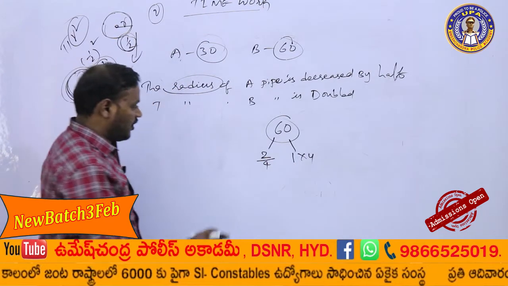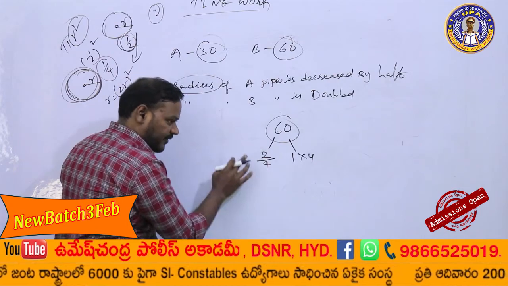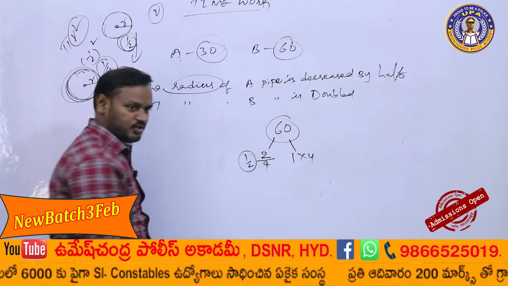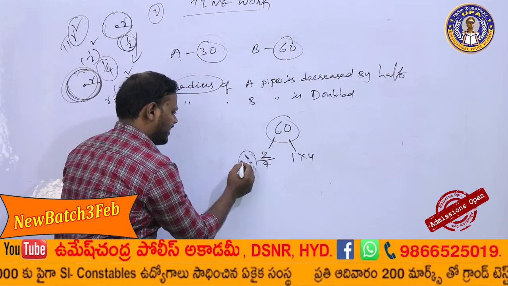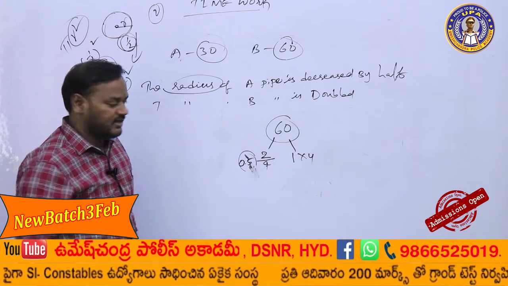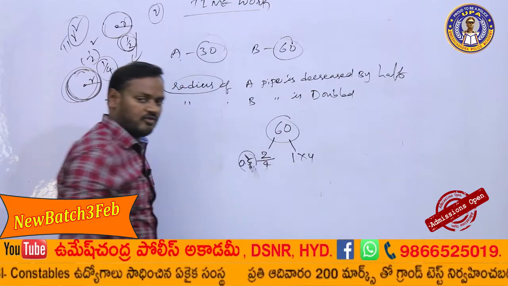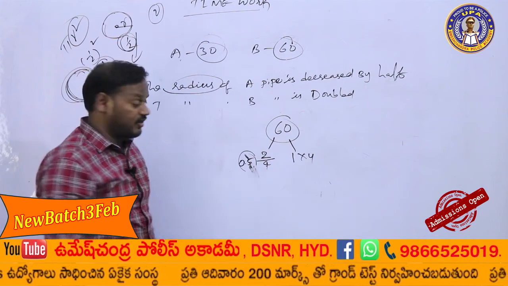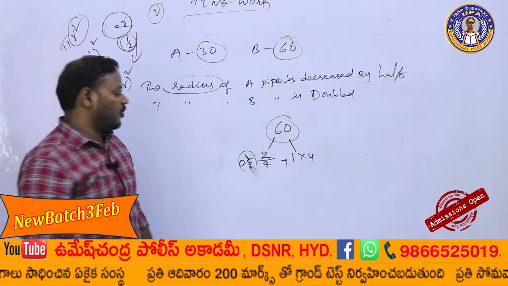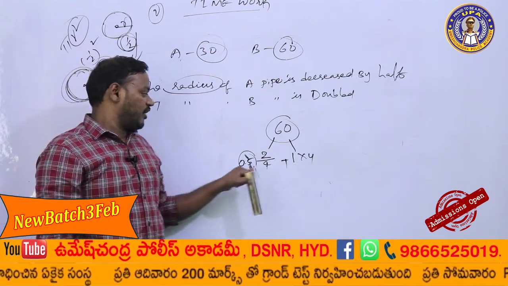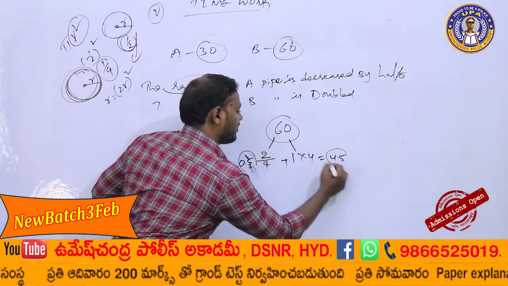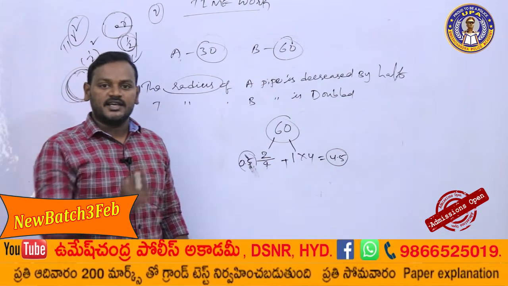Now observe it clearly. The first pipe A can fill 2 by 4, which is nothing but 1 by 2, or else we can directly take 0.5. If you go for the other one, 1 into 4, 4 liters. Pipe B can fill 4 liters because the radius is increased. Yes or no? If I add together 4 plus 0.5, the answer is 4.5. They together can fill 4.5 liters in 1 minute.